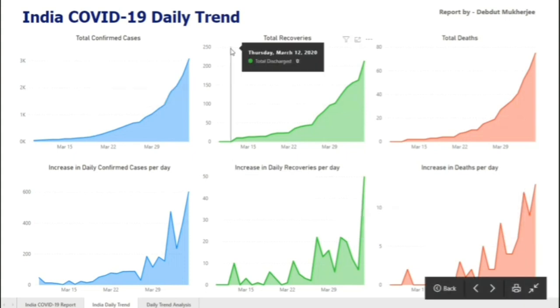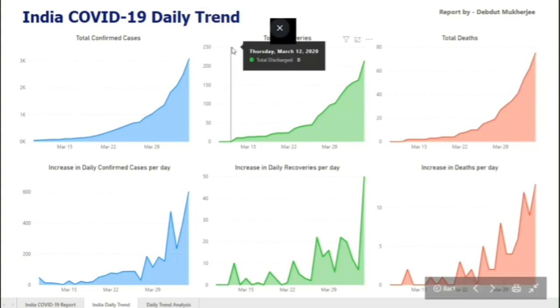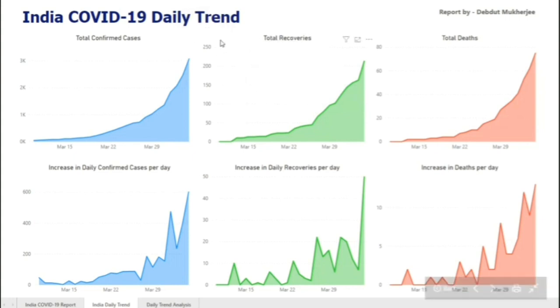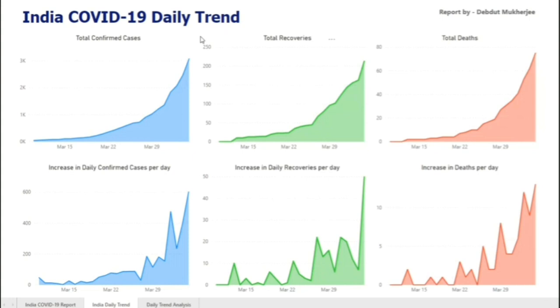So this is the overall picture of India. Just to summarize, at the moment it took 18 days to reach the first 1,000, then just 4 days, and the next 1,000 cases took just 2 days. I'm not surprised if it takes 1 day sometimes to reach the next 1,000, right? That is very important, and we need to be prepared.